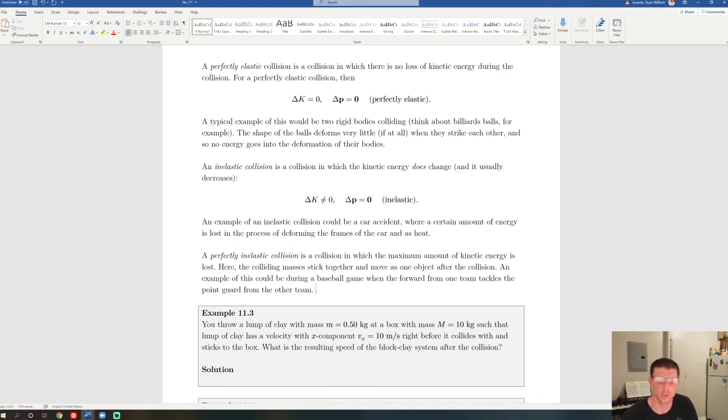And there are more examples than this. We'll actually look at an example. I made a problem up in this. This problem right here, this example 11.3, is actually going to be a perfectly inelastic collision. So if you're not into sports, you can just follow along with this and see what the idea is.